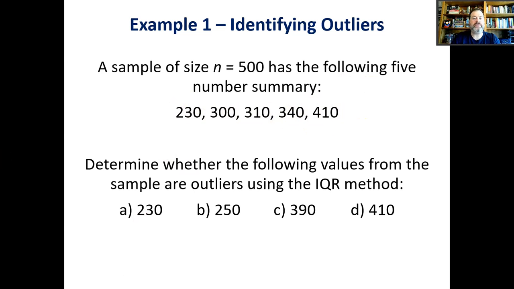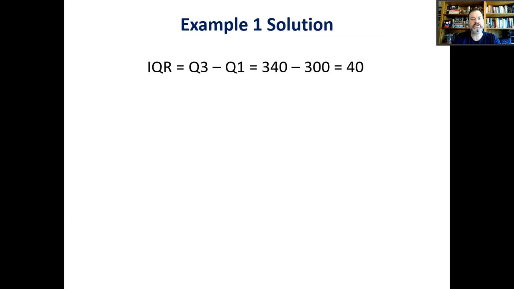At the bottom, I've identified four numbers that were part of the data set. And we want to know, are any of these numbers outliers? You can see the minimum and maximum are both included, right? So if there are outliers, it's going to be one or the other of those, and maybe some others. So what we do is we use the IQR method for detecting outliers.